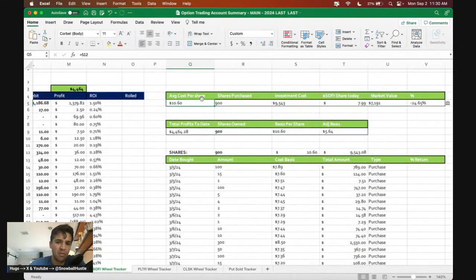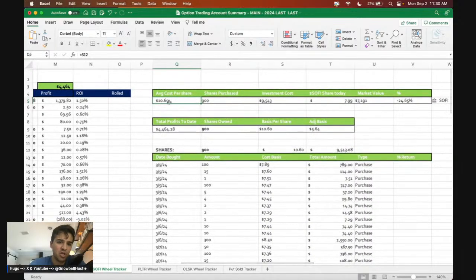So right now what this top column is saying is my average cost per share is 10.60, which we got from here. I have 900 shares, so my investment cost is 9,543. SoFi is at 7.99, so my market value is 7,000. So technically, quote unquote, I'm down 24% on this stock, right?